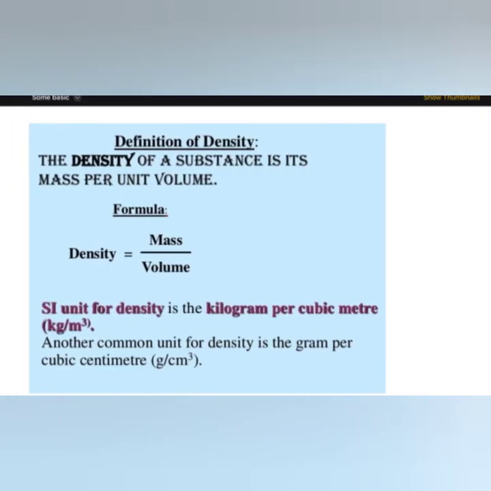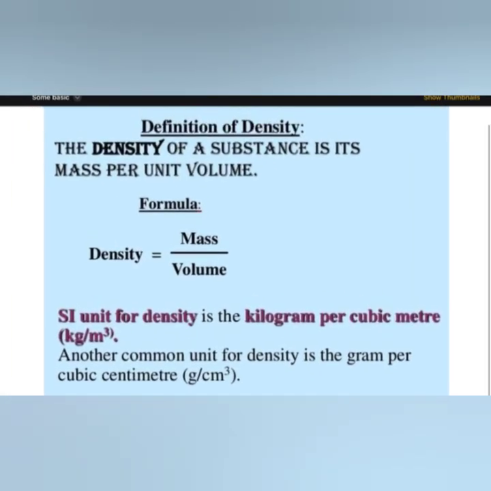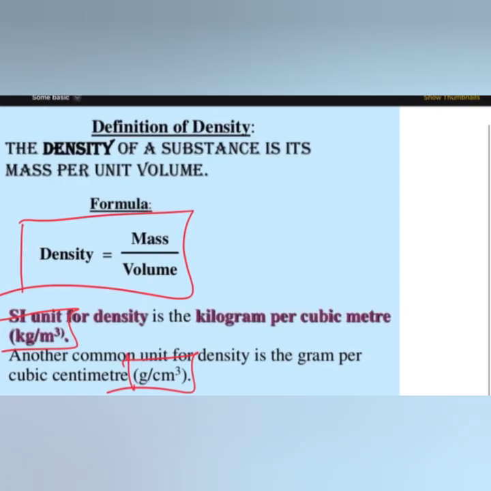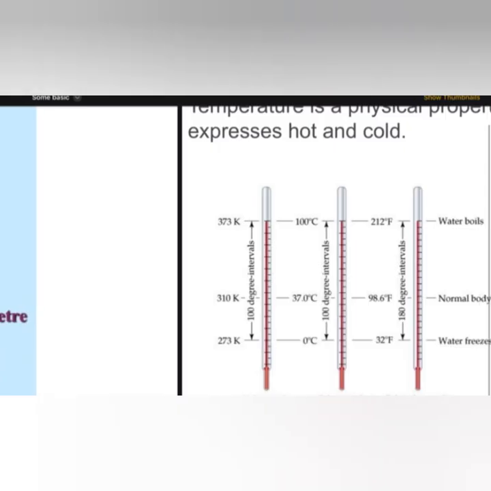Definition of density. The density of a substance is its mass per unit volume. The formula is density equals mass by volume. The SI unit for density is kilogram per cubic meter. Another common unit for density is gram per cubic centimeter.